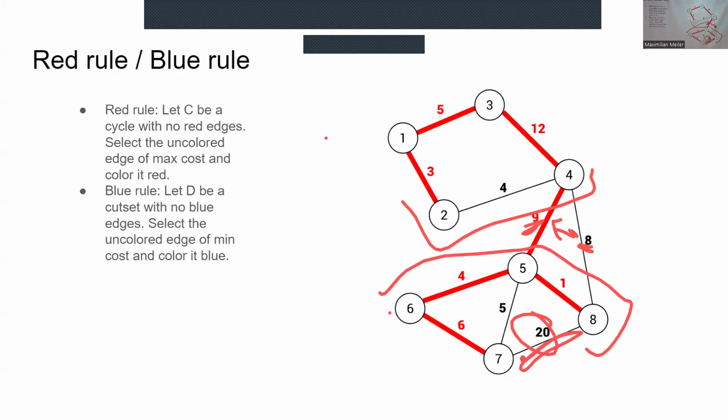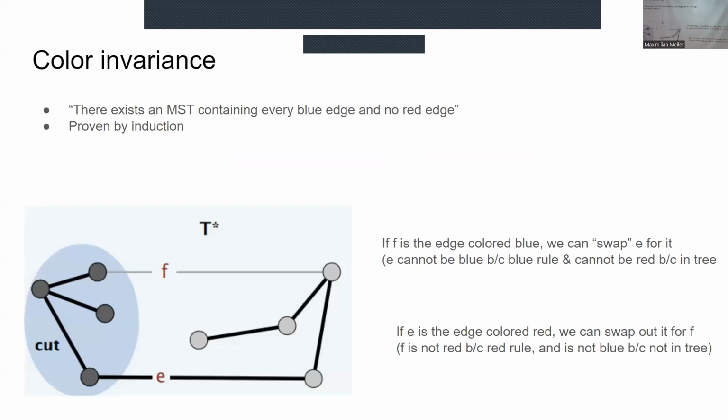Okay, and so now we hopefully understand the red rule and blue rule a bit more. How do we actually apply this? So there's another thing to know called color invariance. I don't know how much we actually have to know this because it was pretty confusing when he explained it in class. But basically, it's just a proof by induction to prove that the MST will always contain every blue edge and no red edge. Because it's induction, basically what he says is, if we can start with it true and prove that after we apply the red rule it's still true, and after we apply the blue rule it's still true, we can prove it's true overall.